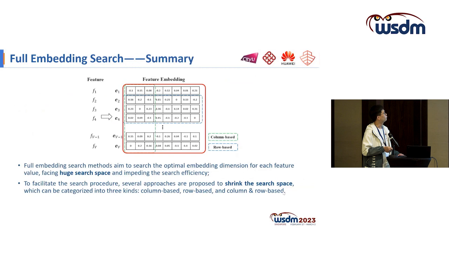In summary, the full embedding search methods aim to search the optimal embedding dimension for each feature value, which will face a huge search space and impact the search efficiency. So in order to overcome this problem, several approaches are proposed to reduce the search space, including the column-based, row-based, and the column and row-based, which make different assumptions to reduce the search space.